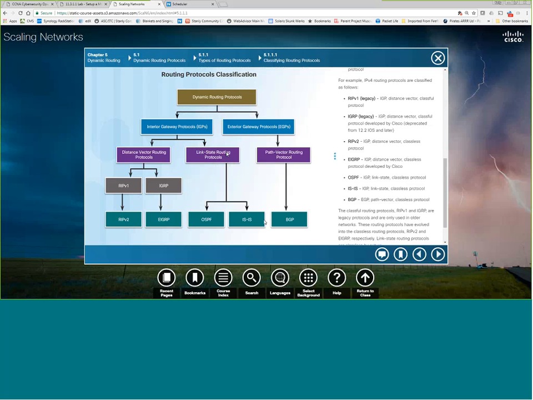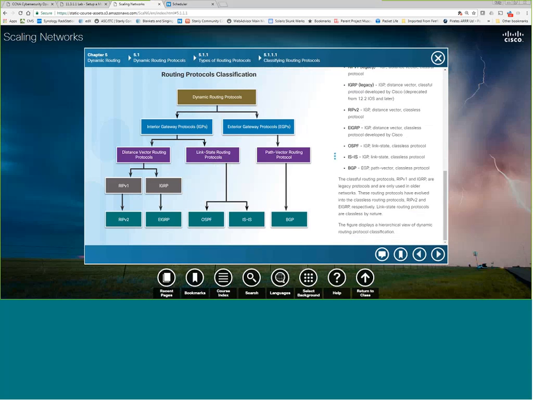Link state, OSPF, and ISIS are both classless routing protocols, as is BGP, so they all carry subnet mask information. Are there any questions on these classifications? Go ahead, Scotty. The difference between distance vector and link state? We'll get to that in just a minute.